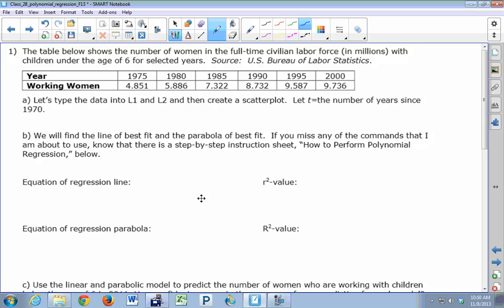Okay, so the data we're looking at here is the number of women in the full-time civilian labor force in millions, that's our unit, with children under the age of 6. So if you were looking at this data, what would you tell me about this data? Just from looking at it, what would you tell me, Austin? It's increasing. It's steadily increasing.